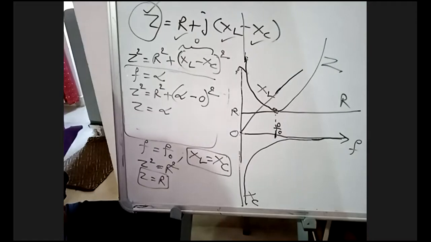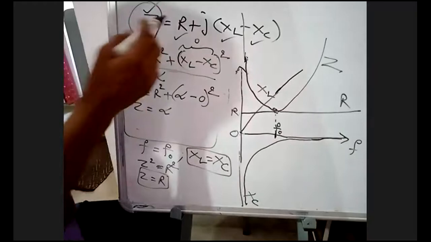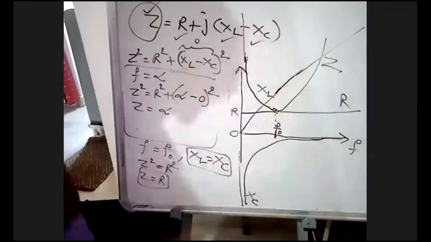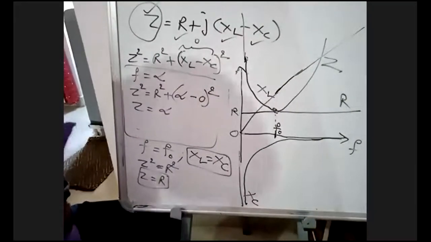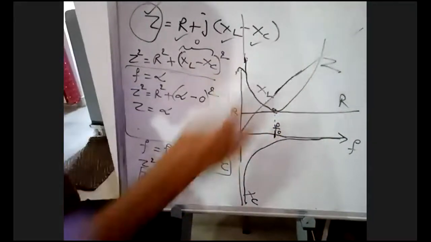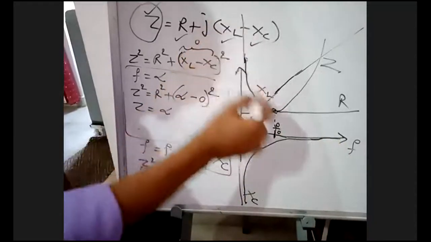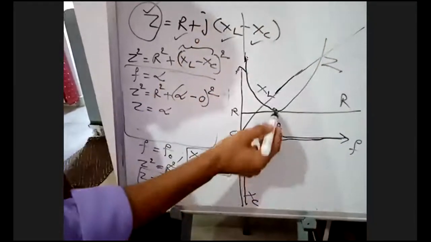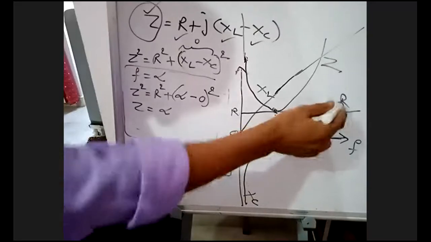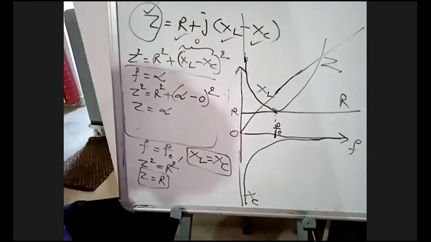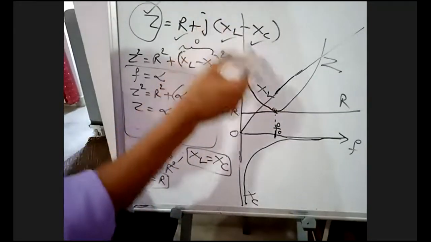In these curves, what are the curves we have discussed? R, XL. Your XL will go to infinity. This is the curve for XL. This is the curve for XC. And this is the curve for Z. At f is equal to f naught, the value of Z is R. It will vary from plus infinity to plus infinity.